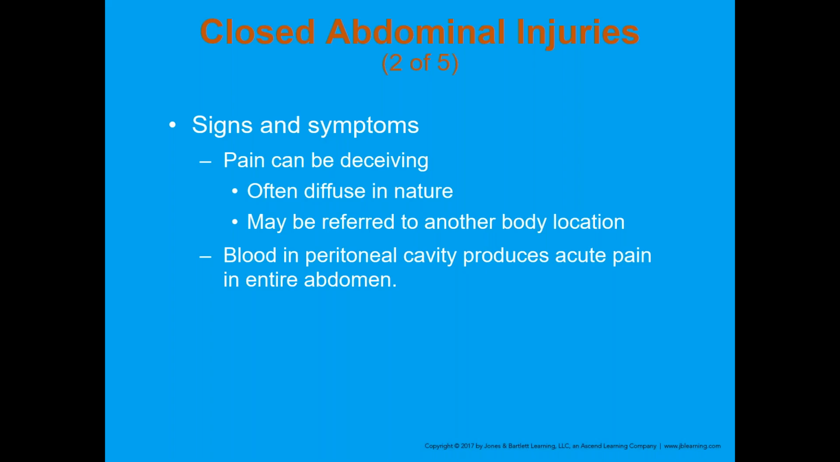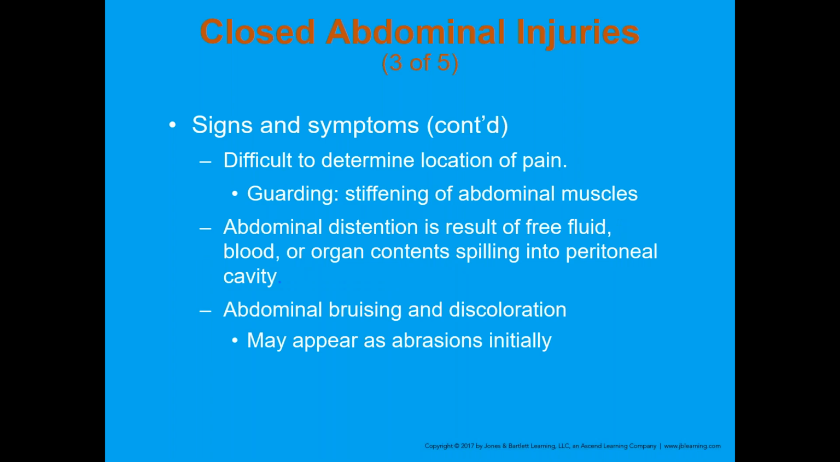As more cavity is taken up by blood, we'll see more rigidity, more distension, more tenderness, more guarding. We'll see more contraction of the abdominal muscles, but it's not always based on how much pain the patient is in. We do see difficulty in our patient's ability to determine where the pain is because it has become so diffuse when those peritoneal cells and tissues are being aggravated by all the abdominal contents or free-floating blood spilling into the cavity.